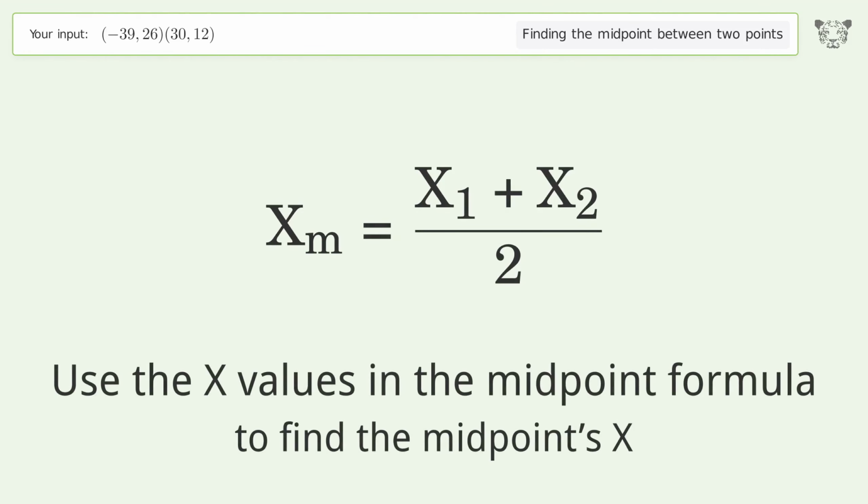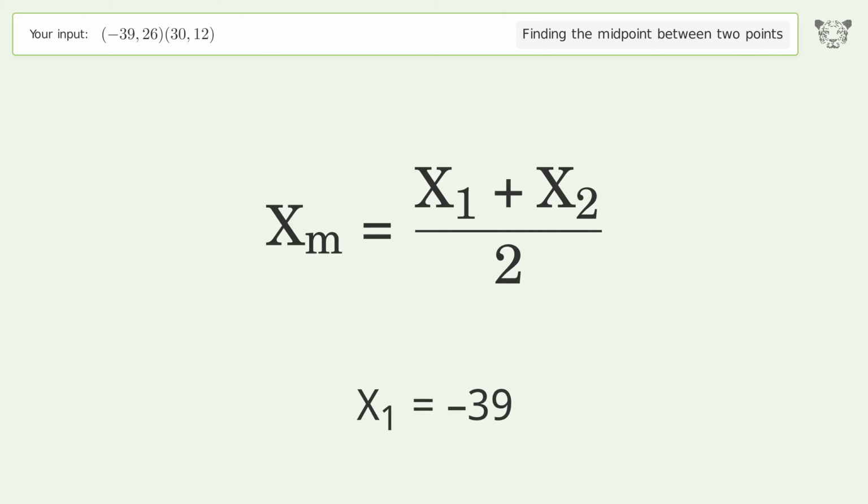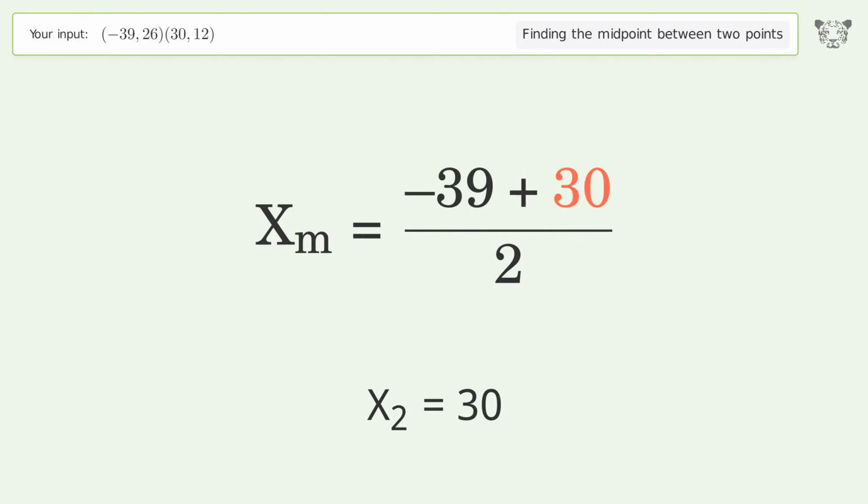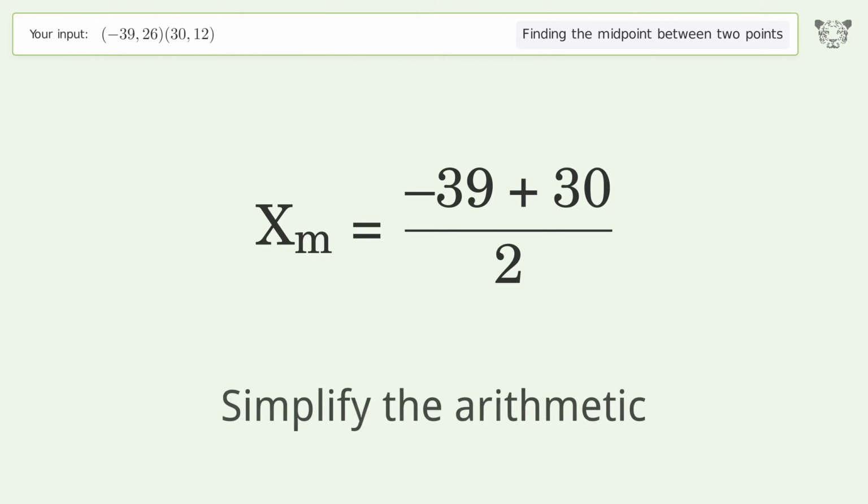Use the x values in the midpoint formula to find the midpoint's x. x1 equals -39. x2 equals 30. Simplify the arithmetic.